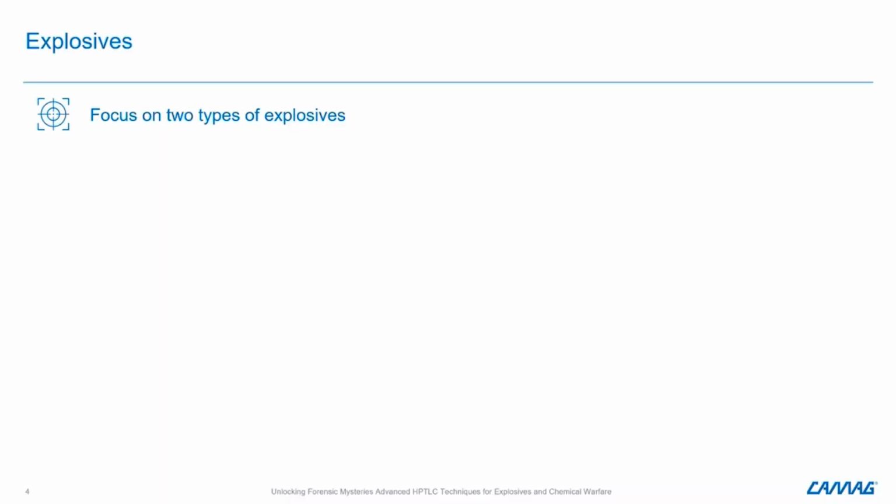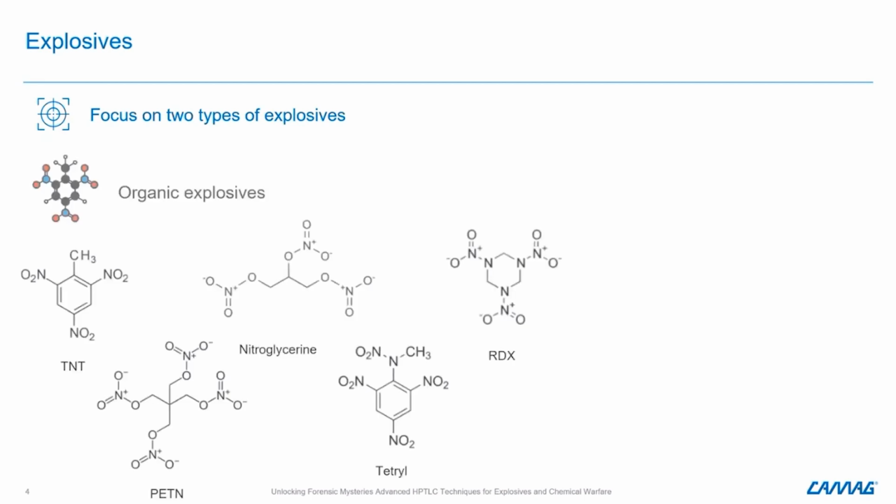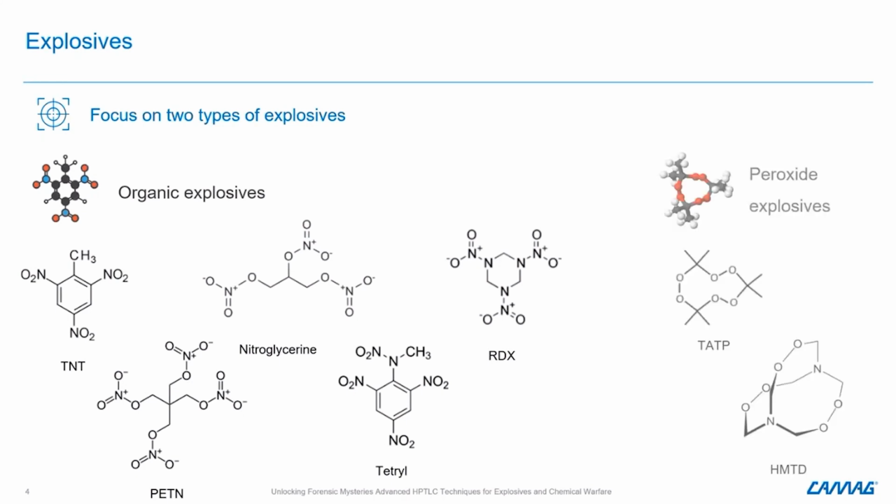Thank you, Raphael, for the nice introduction. So for the explosives, we will focus on two types of explosives. We have the organic explosives: the TNT, the PETN, the nitroglycerin, the tetryl, and the RDX. Then we have the peroxide explosives: the TATP or the HMTD.